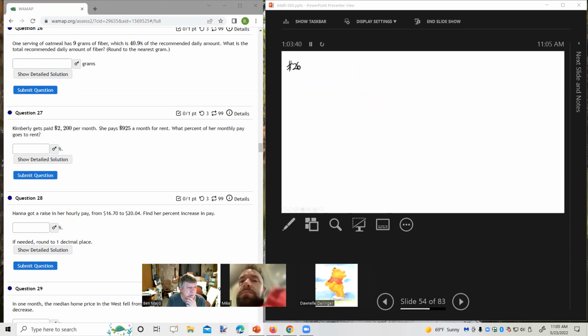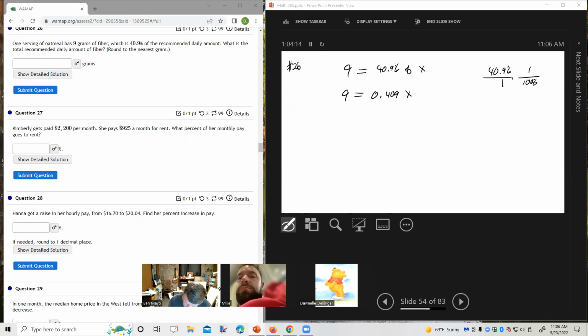One serving of oatmeal has 9 grams of fiber, which is 40.9% of the recommended daily amount. What is the total recommended daily amount? So 9 grams is 40.9% of X, the recommended daily amount. So 9 is 0.409 times X, because you take 40.9% times 1 over 100%, the percents go away, dividing by 100, you'd move the decimal point 2 places to the left.